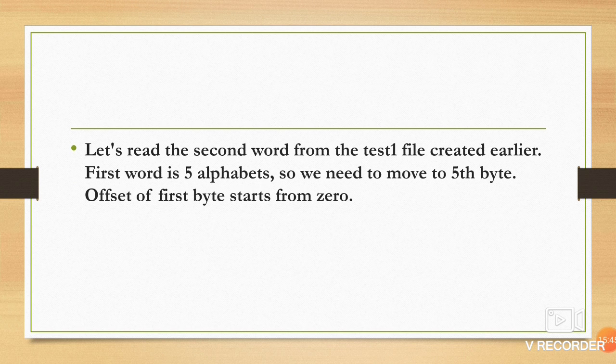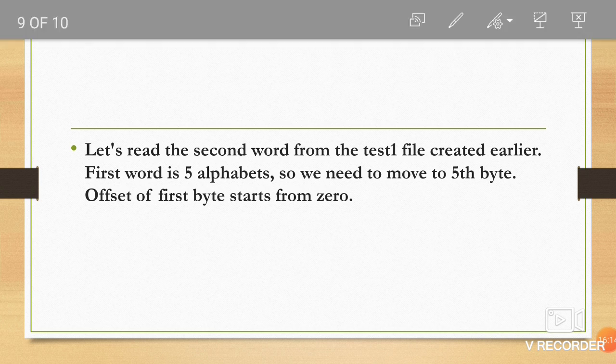So I want to read the second word, that is world. First word is 5 alphabets, so we need to move to the 5th byte. Offset of first byte starts from 0, which means we are having 2 words in our test1.txt file, hello space world. So offset of H, the first byte, is in hello. H is the first byte in hello.